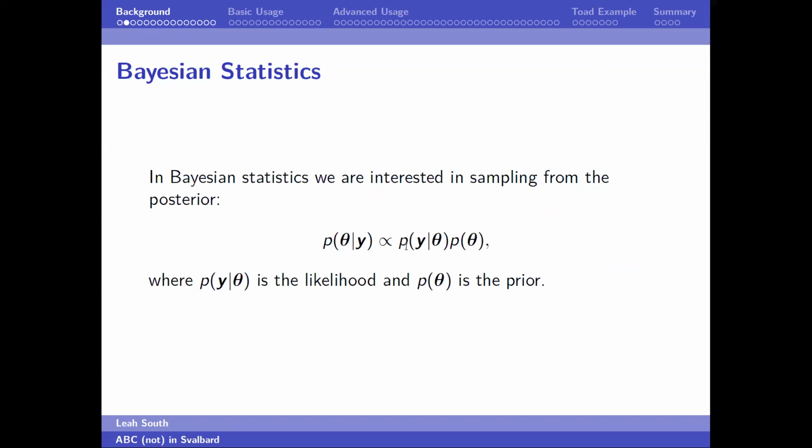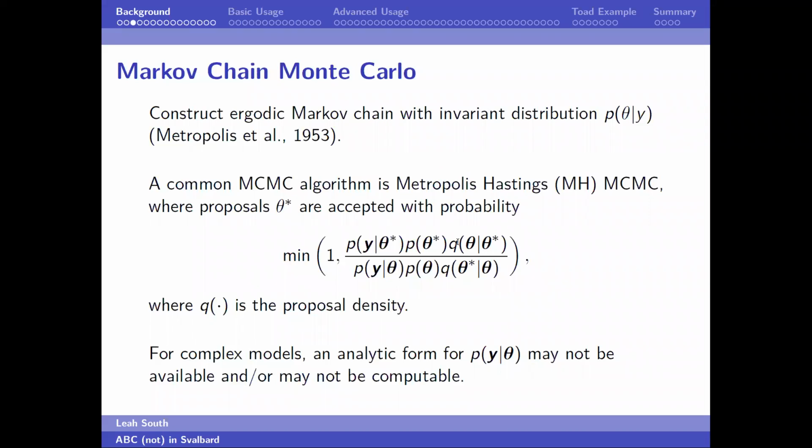which is proportional to our likelihood times our prior. Okay, so a really popular method to sample from the posterior distribution is Markov chain Monte Carlo. The idea behind that is to construct an ergodic Markov chain that has our posterior as the invariant distribution. This package and this talk is going to be focusing particularly on Metropolis-Hastings MCMC, where we make some proposal with some proposal distribution Q, and we accept it with this probability here.